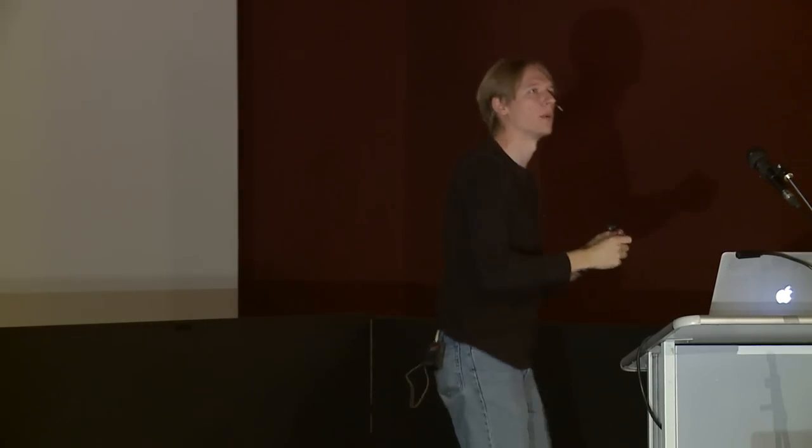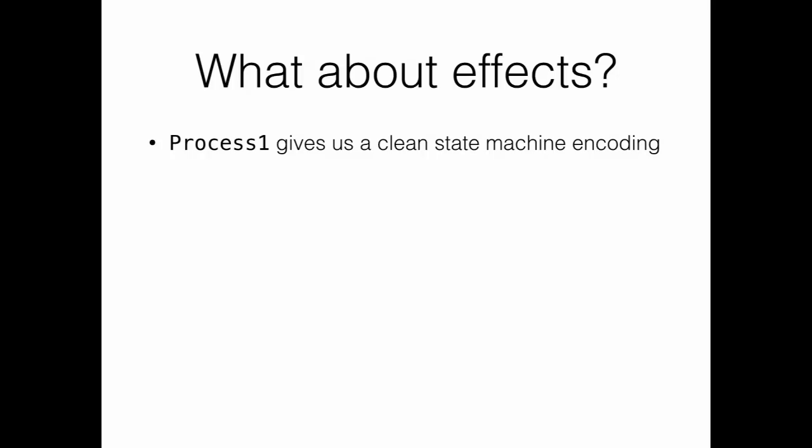If the effect that we're performing this in is the reader monad, then we can't actually run any real side effects, like talking to a server somewhere, right? Which would be a very useful thing to do, if we could get data from the left-hand side, and then use that to decide which server we want to talk to, and then depending on what the server tells us, we might transition to a different state in our state machine. That would be a very, very useful thing to do. And process one gives us a clean state machine encoding. It would be really nice if we could use it.